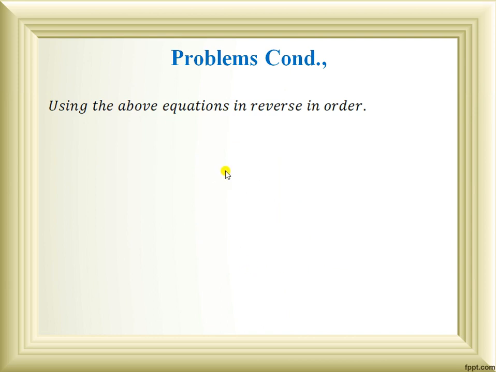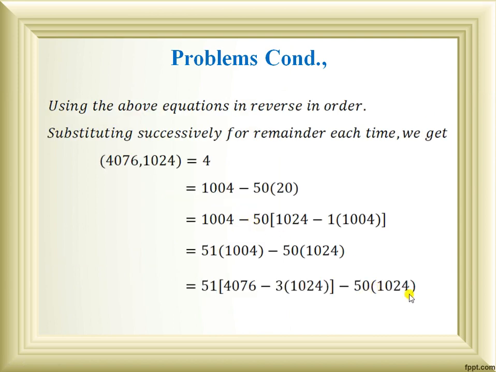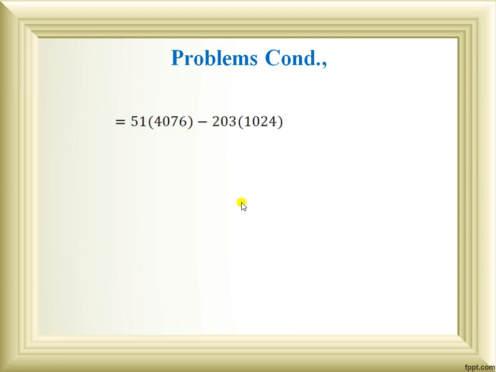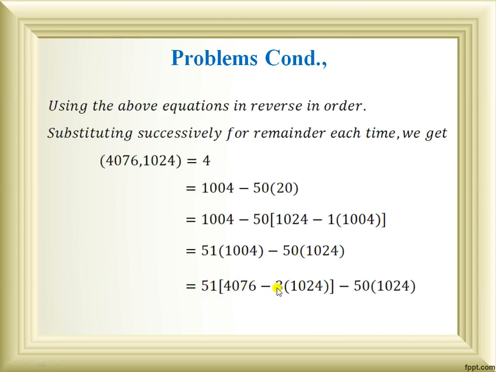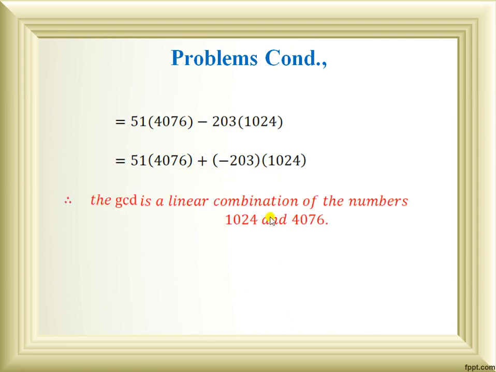So what is the remainder? 1004 is a remainder. I can find the 1004 value: 1004 is 4076 minus 3 times 1024. I'm replacing that value here. After replacing that, I'm combining all those things. Here 3 times 51, minus this 50. Altogether I will get 51 times 4076 minus 203 times 1024. I'm rewriting this as plus of minus 203. Therefore this is a linear combination of the given numbers 1024 and 4076.